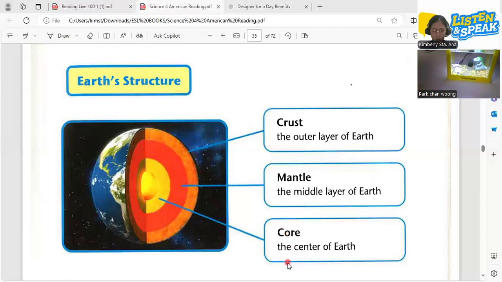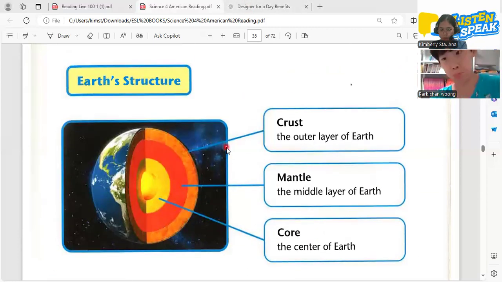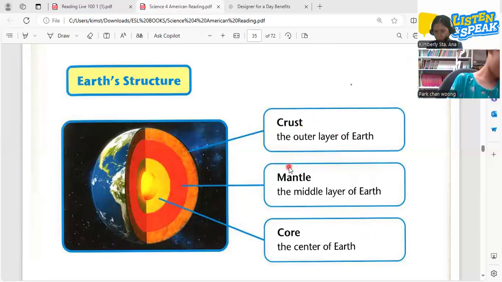So, Evan, I know it's fun to look at your toy, but we need to go back to our book. So, here we have our Earth's structure. It is divided into three layers. What are these three layers, Evan? Can you describe to me these three layers?